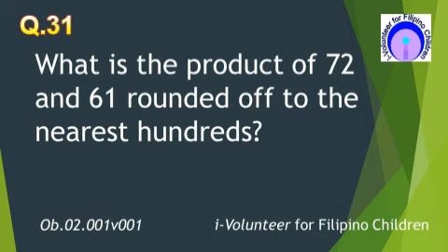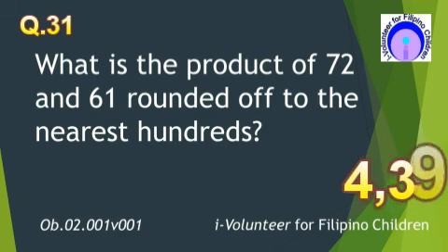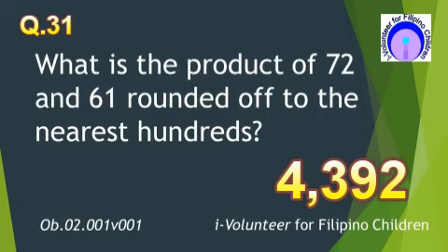Number 31. What is the product of 72 and 61 rounded off to the nearest hundreds? The answer is 4,392.